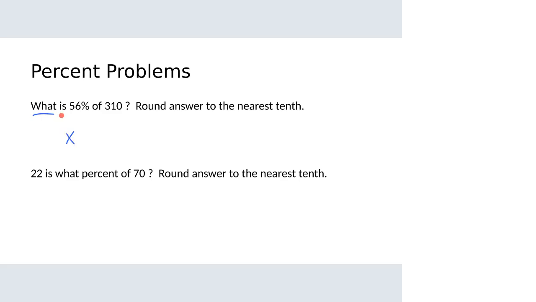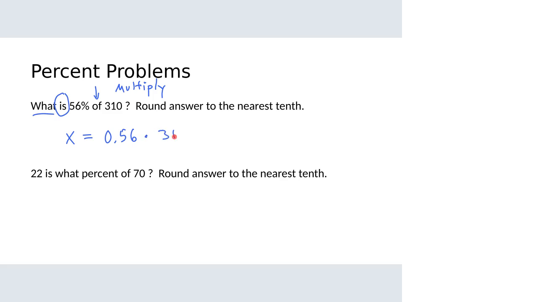Is, what's a math word that would go with is? What's a math word that, if I'm going to translate this from words into math symbols, what's my math symbol for is? Very good, Lorraine. Is equals. Yes. 56%, we're going to convert that to a decimal so that we can work with it here. Of is an important word for us. Of is a word that is going to tell us to multiply. So of tells us multiply.